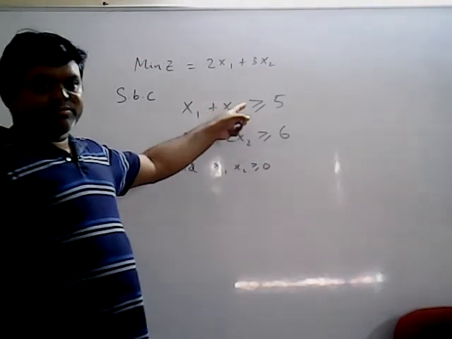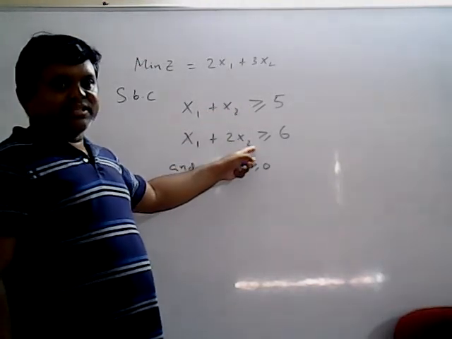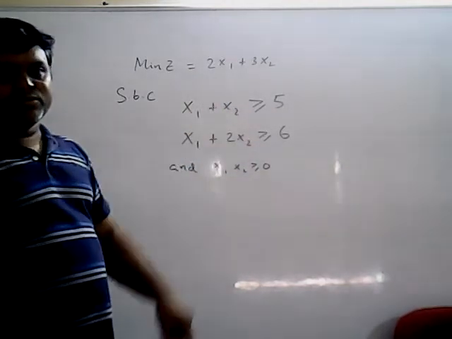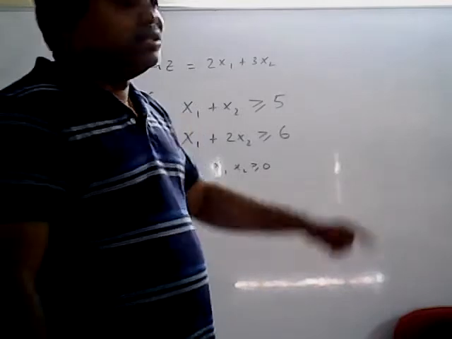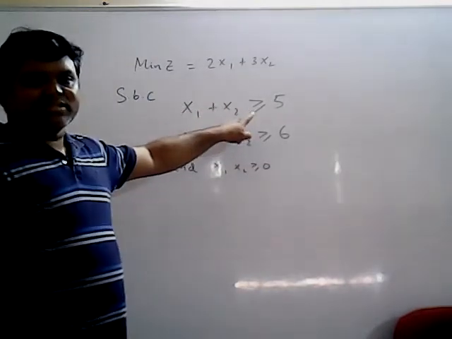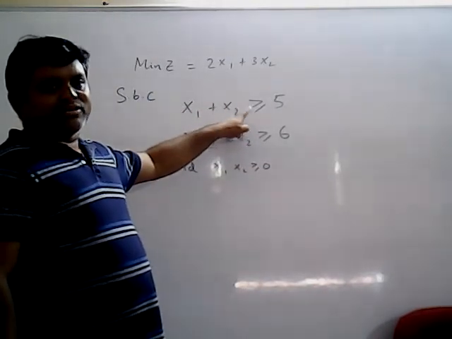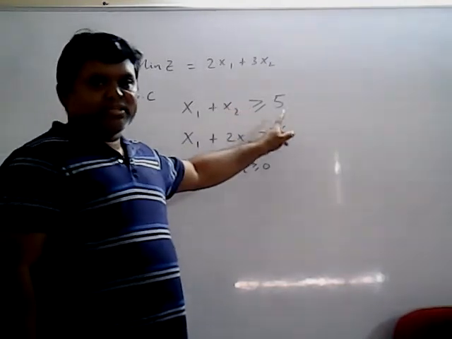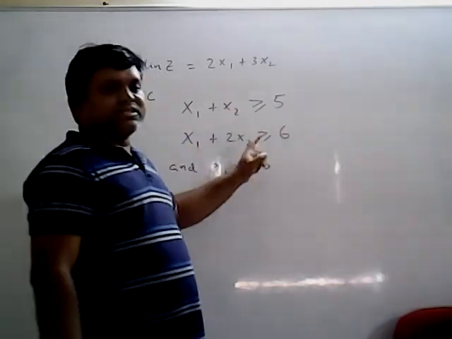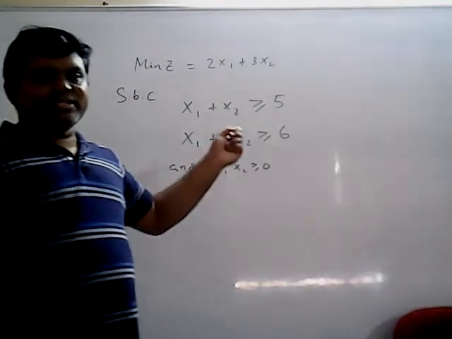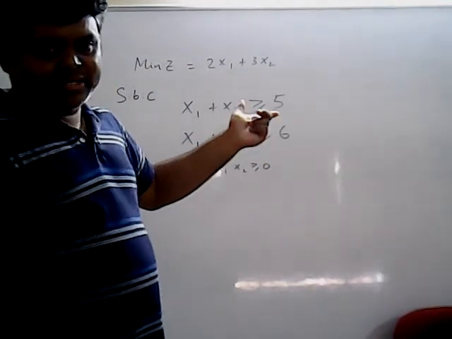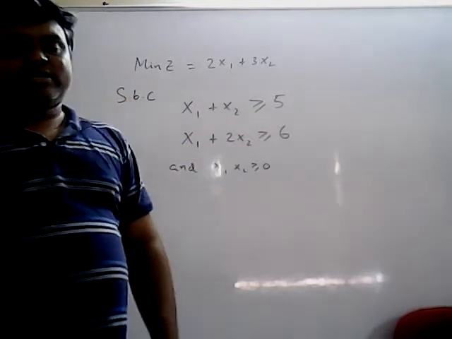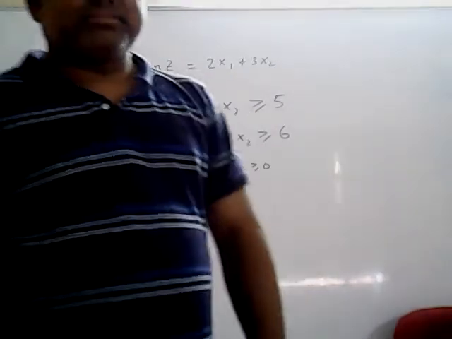Ordinary simplex method means you require all less than or equal type constraints. If any one constraint is greater than or equal type or equal type, you have to use either the big M method or the two-phase method. So if you observe here, one constraint is enough. Here both the constraints are greater than or equal type, so you can apply either the big M method or the two-phase simplex method.